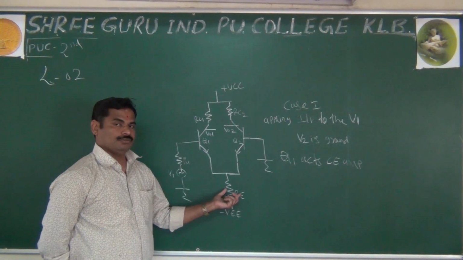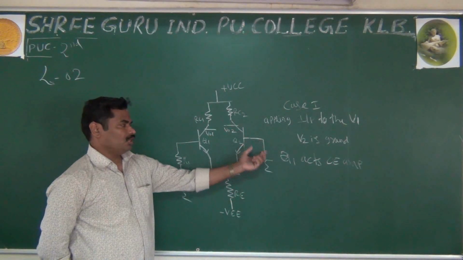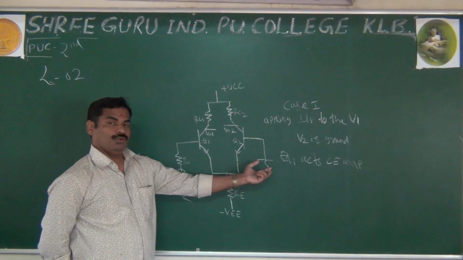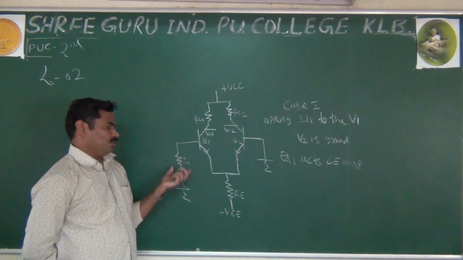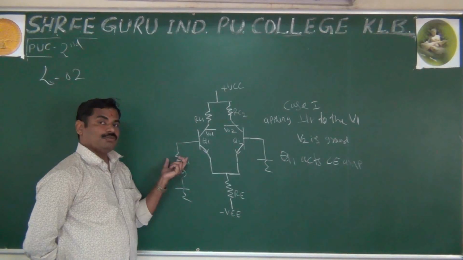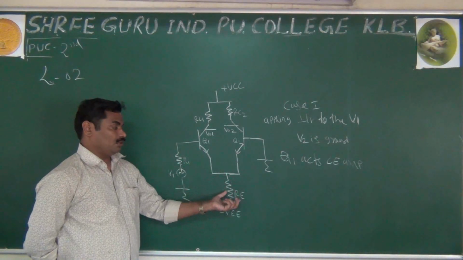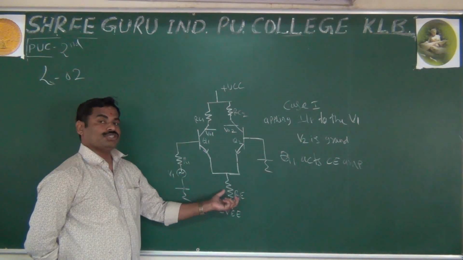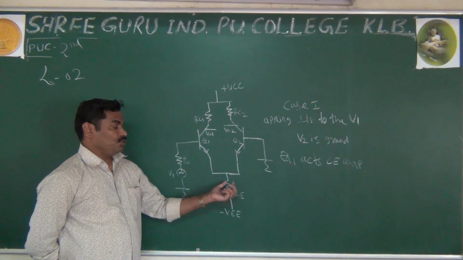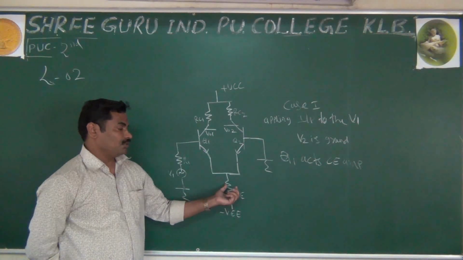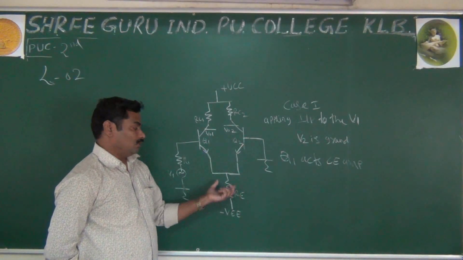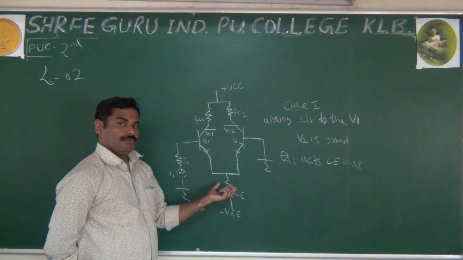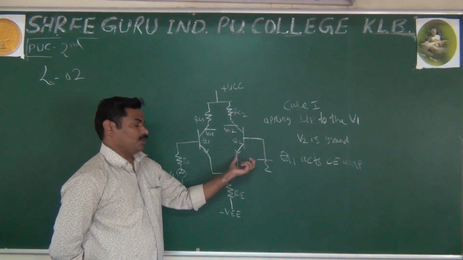What I am saying, you following? Actually, you are not applying any input to Q2, but whatever input you apply to Q1, some part of the input will drop across RE, across the emitter. It means this voltage acts as the input for Q2. Whatever the voltage across RE, that voltage acts as the input for Q2.